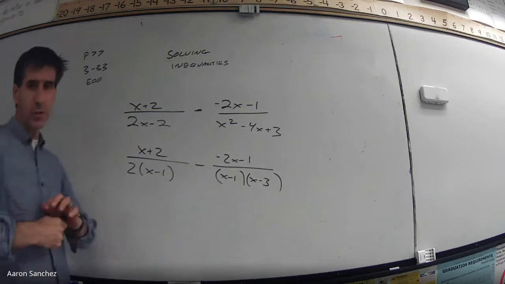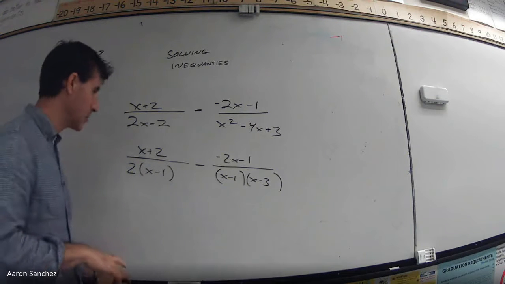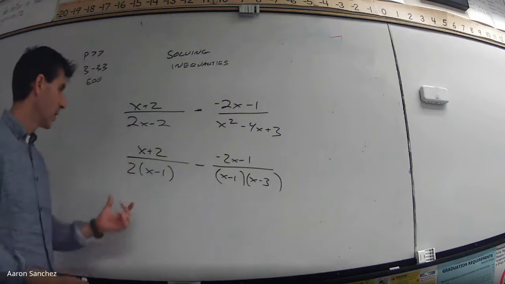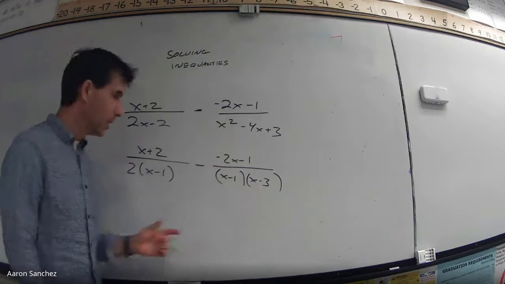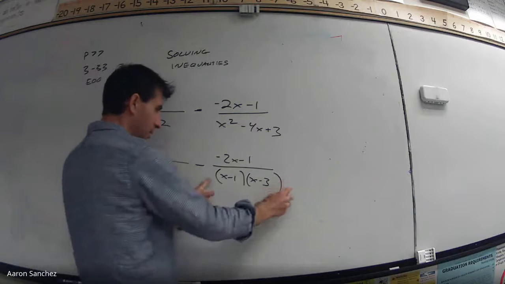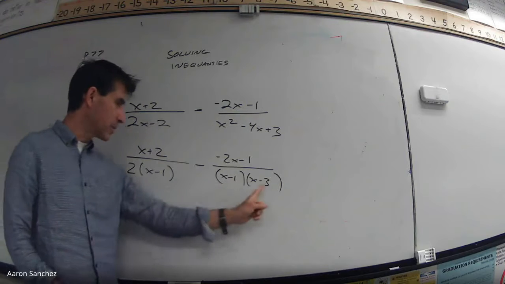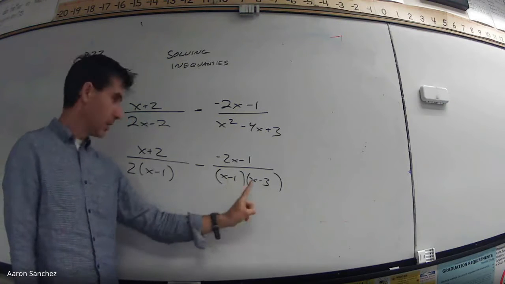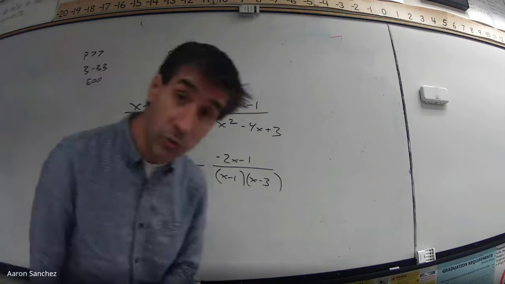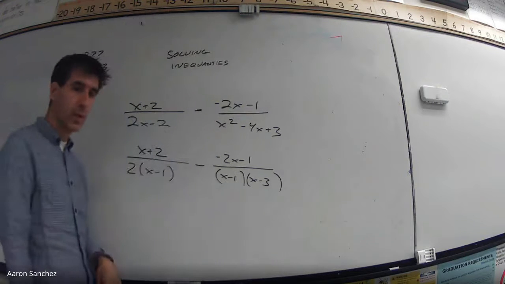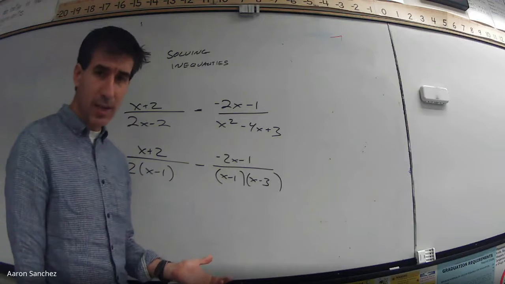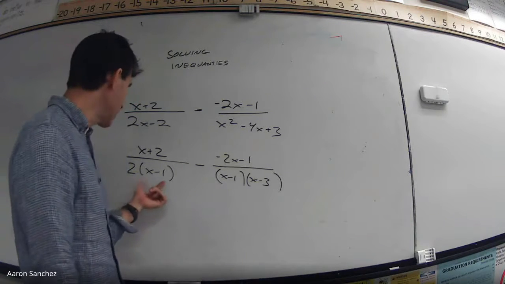Miss Howells showed me a great way to explain this, so I'm not taking credit for it, but think of it this way. In order to find the least common multiple, imagine these are houses. Each denominator is a house, and each factor is a family. This family is the x minus 1 family, this is the x minus 3 family, this is the x minus 1 family, and this is the number 2 family. If you want all the houses to be the same, what family do you need for each house?